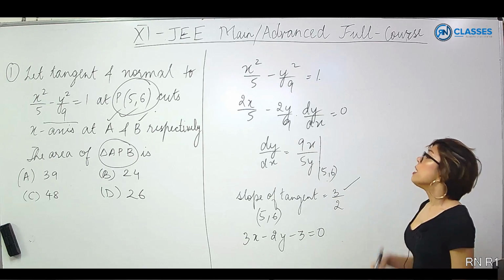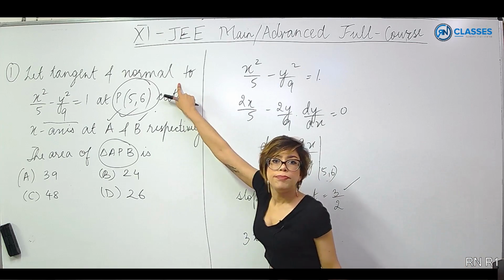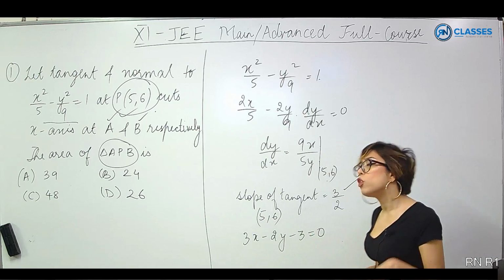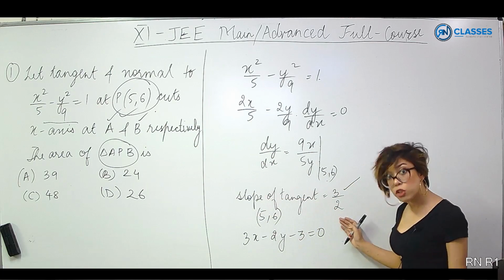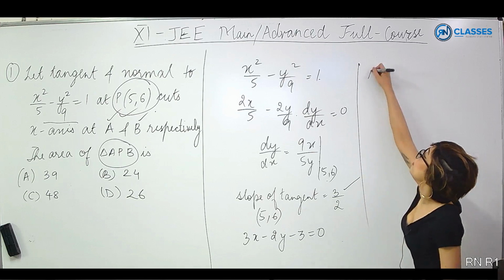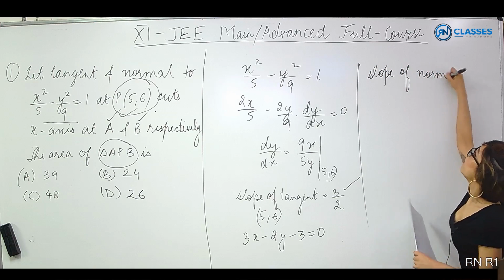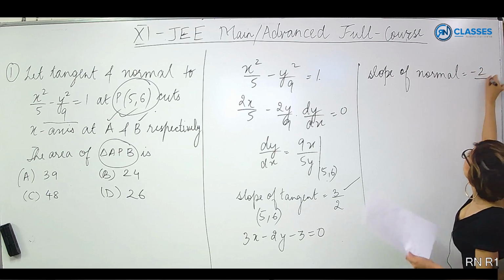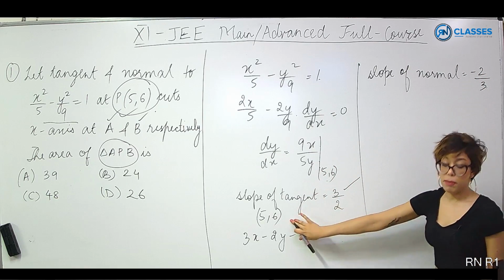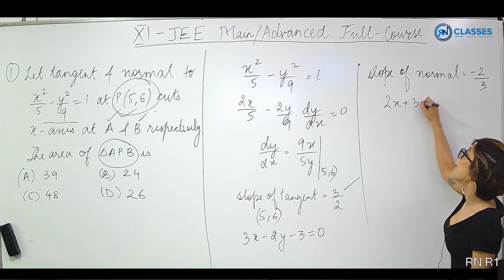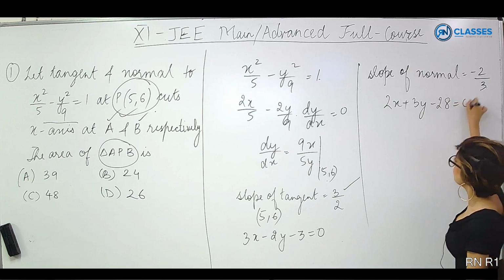Right? Now, let's come to the equation of normal. I already know the point. All I need to do is find out the slope of the normal. I know the slope of tangent. Now, slope of the normal will be nothing but the negative reciprocal of this. So that is minus 2 by 3. Already know the point (5, 6). I can write the equation of normal. That is 2x plus 3y minus 28 equal to 0.